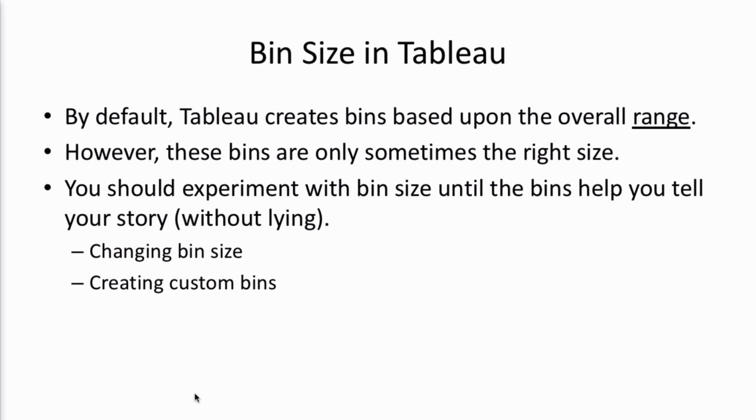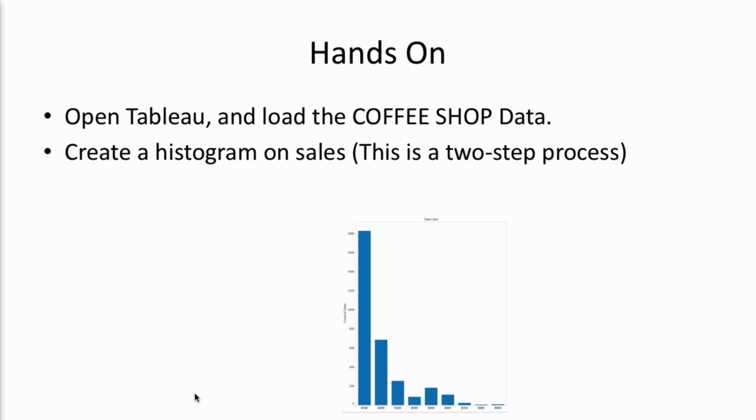But sometimes you might have something that's super skewed, right? And so you have all this stuff here, and then you've got one way out. And you might want to say, okay, 100 to 200, 200 to 300, 300 to 400, 500 plus, right? It just depends upon your story. We just want to make sure we're being careful, all right?